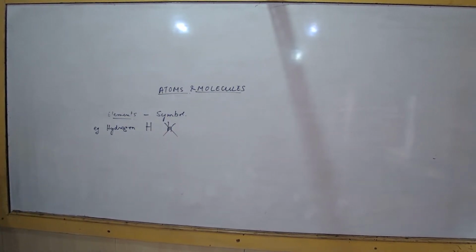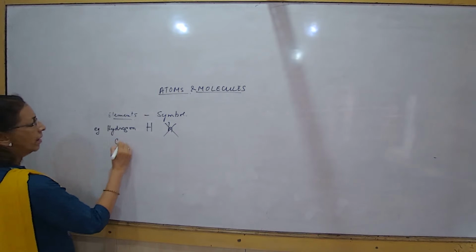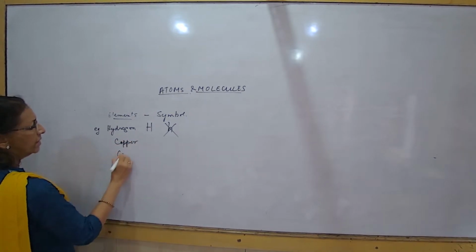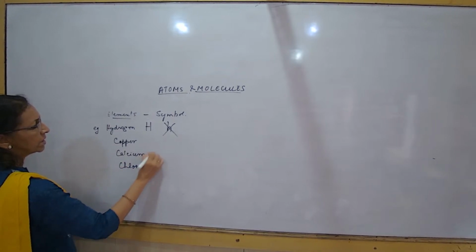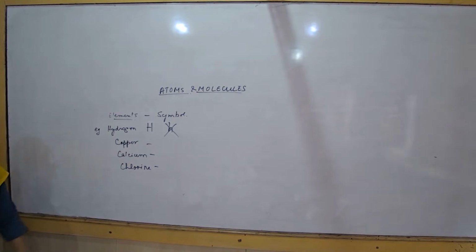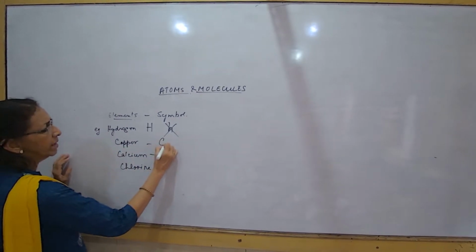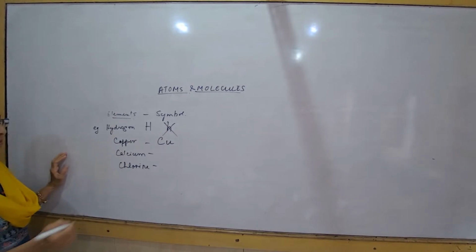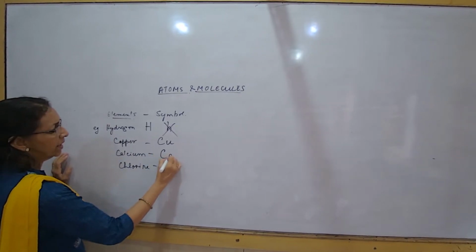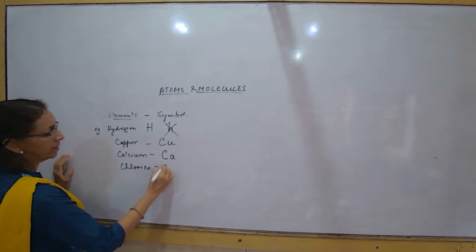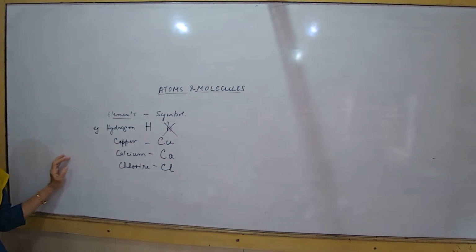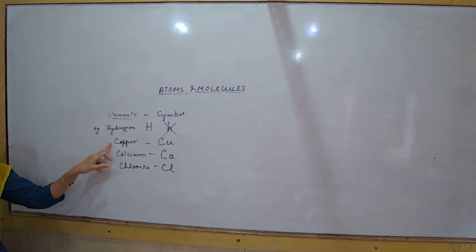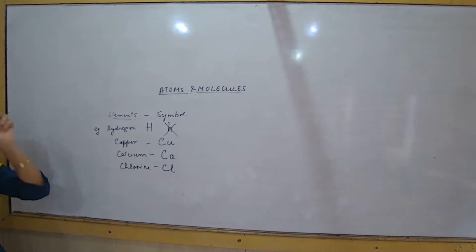Sometimes what happens is they may have 2 or 3 of them starting with the same alphabet. Like for example, copper, cobalt, calcium, chlorine, carbon. How will you do this? Okay. So the first one will be capital, the second alphabet will be small. Calcium, C capital, a small. Chlorine, Cl. C and l. But why do we represent copper as Cu? The actual name for copper is cuprum, so it is Cu.